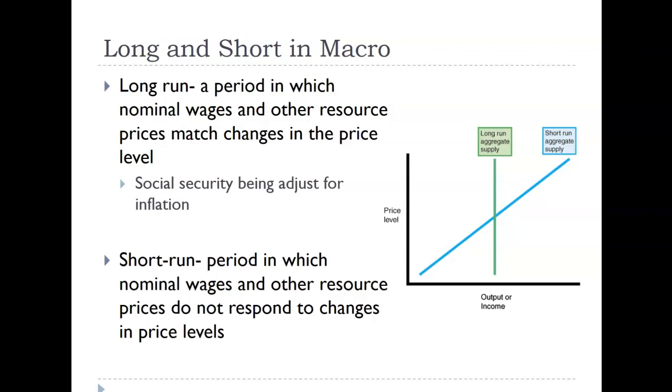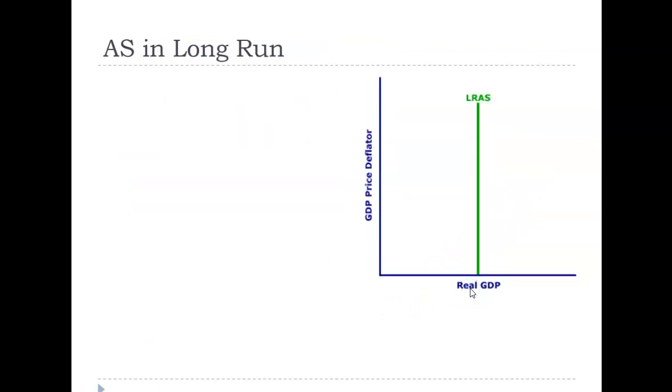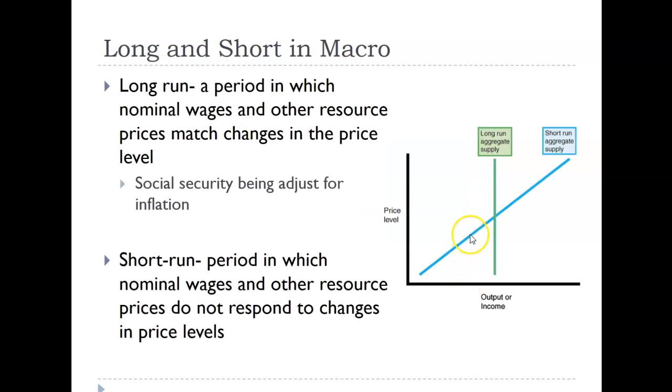In the short run, a period in which nominal wages and other resource prices are not adjusted, the ability to produce is upward sloping. Why? Opportunity cost. If you want me to produce a lot more stuff, I have to pay my workers a lot more money, and so I have to increase the overall prices. And if this happens all over the place, I have to raise price levels in general.